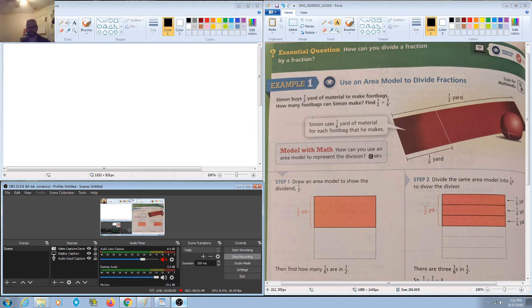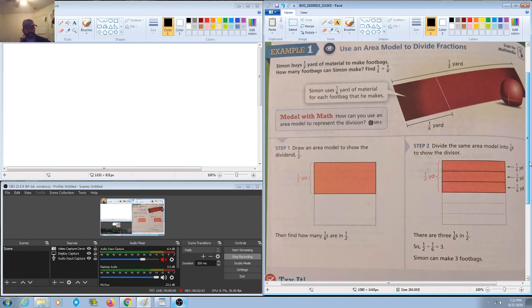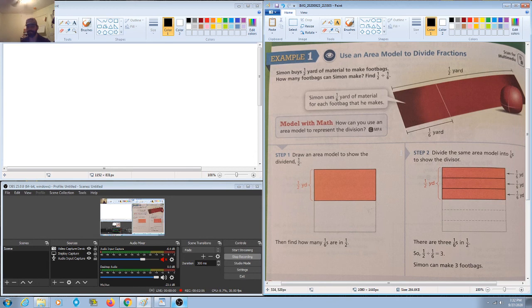So in step 1, as I mentioned, this is like taking a fraction of something and then dividing that fraction into multiple pieces. It sounds kind of puzzling, but let's look at it. Step 1, draw an area model to show the dividend. The dividend is the number that's being divided, 1/2. Here they took that 1 yard of material and split it into 2, or 1/2 pieces. But I'm still going to show you that this whole thing is 1 yard of material, just to keep things organized and for housekeeping purposes.